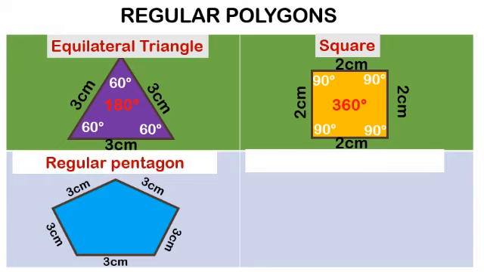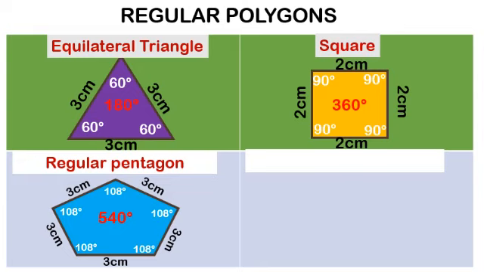Then how much is each angle? We know the sum of angles of a pentagon is 540 degrees. So each angle is 540 by 5. We get 108 degrees. Then children, if we draw a pentagon with equal angles, is it necessary that the sides are equal? No, the sides may not be equal. But a pentagon with equal sides and angles is called a regular pentagon.